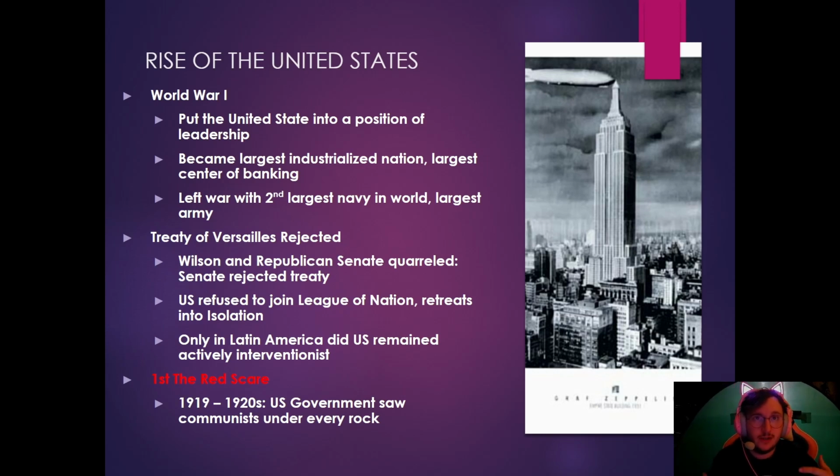So it's one of those where the United States becomes increasingly paranoid and scared about communism, which we're going to see again during the Cold War after World War II. But this is the first Red Scare. This is the United States being paranoid and searching for communism where basically none exists.